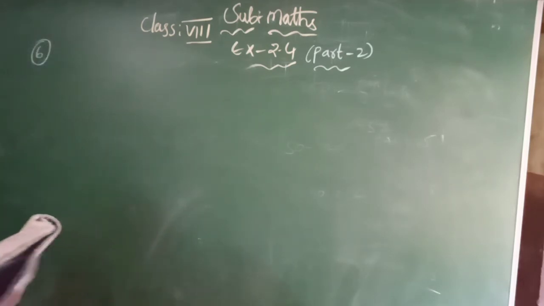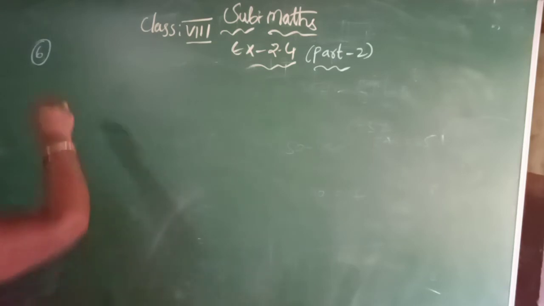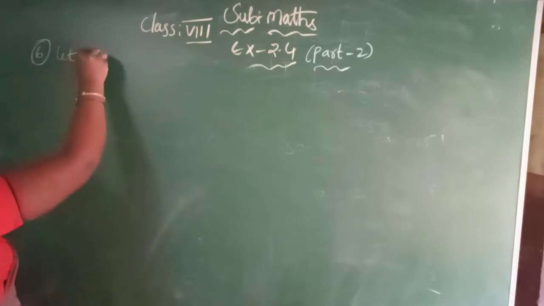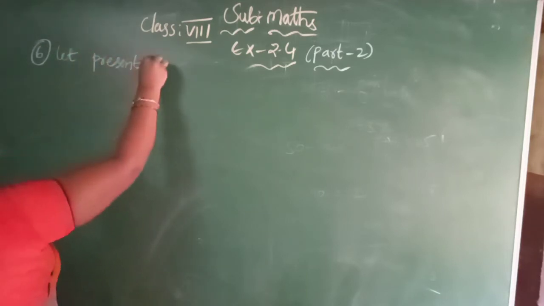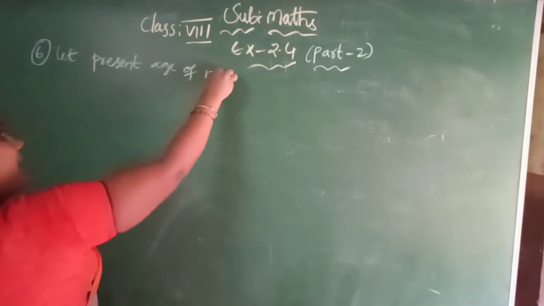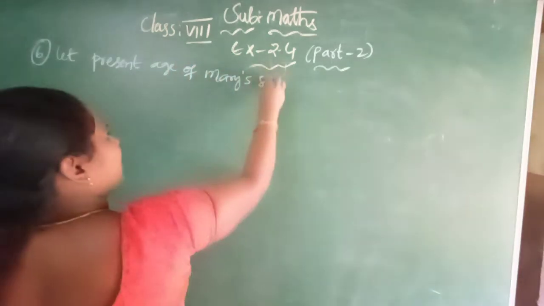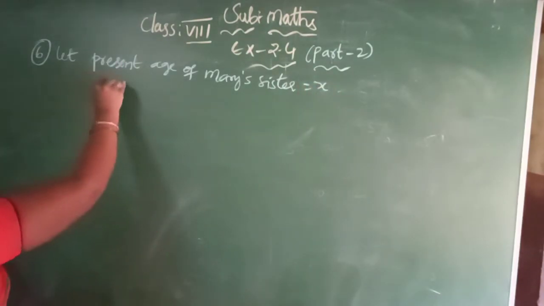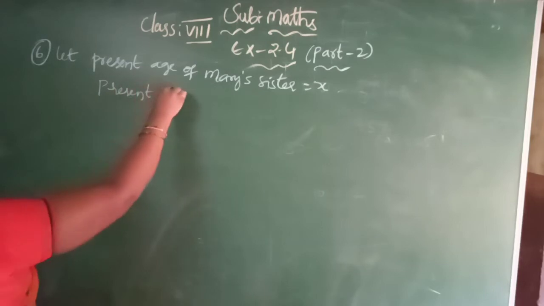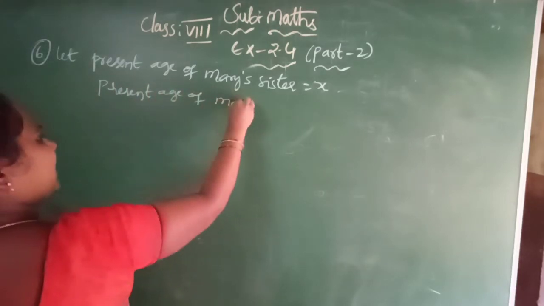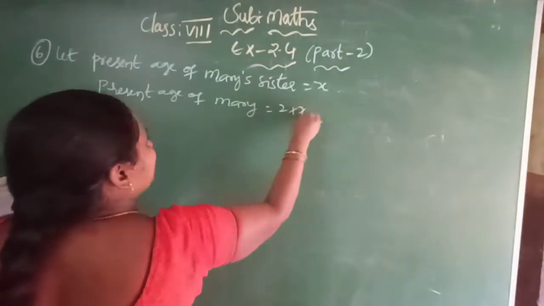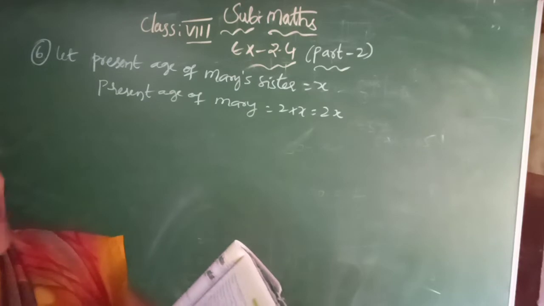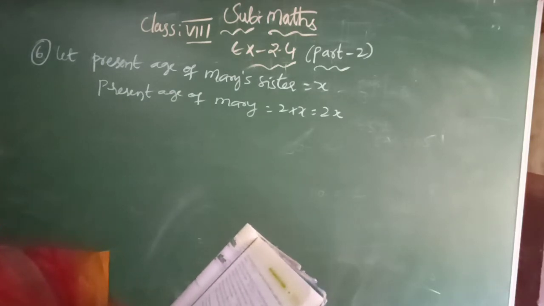Mary is twice as old as her sister. Let the present age of Mary's sister be, what I am taking as Mary's sister's age, x. So what is the present age of Mary now? The present age of Mary is nothing but twice that, 2x. So Mary is twice as old as her sister. First line completed.